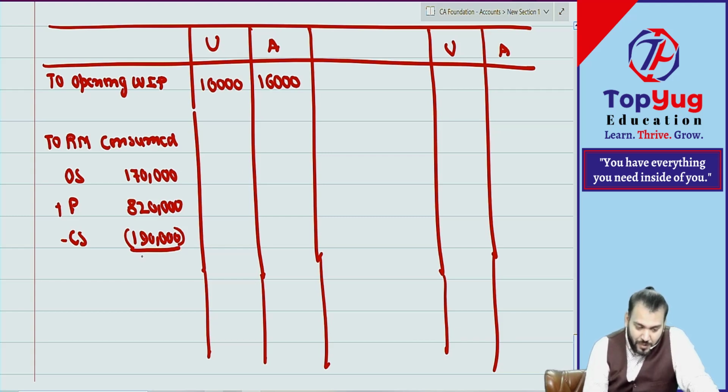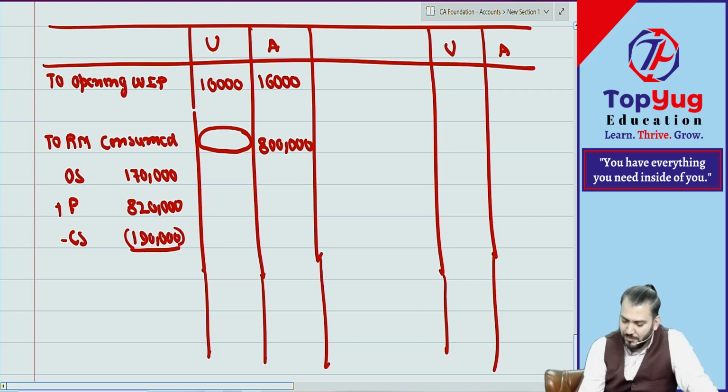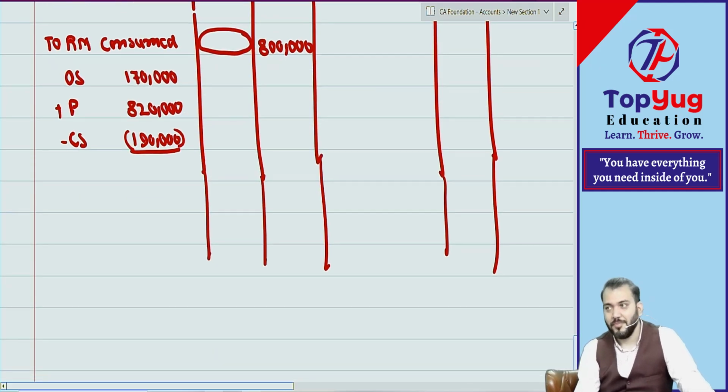1,90,000, right? So I have written 1,90,000 only. So who will give the total? 8 lakh. But can I say this is missing? This is not given. We don't want it. Okay? We'll calculate it as a balancing figure.